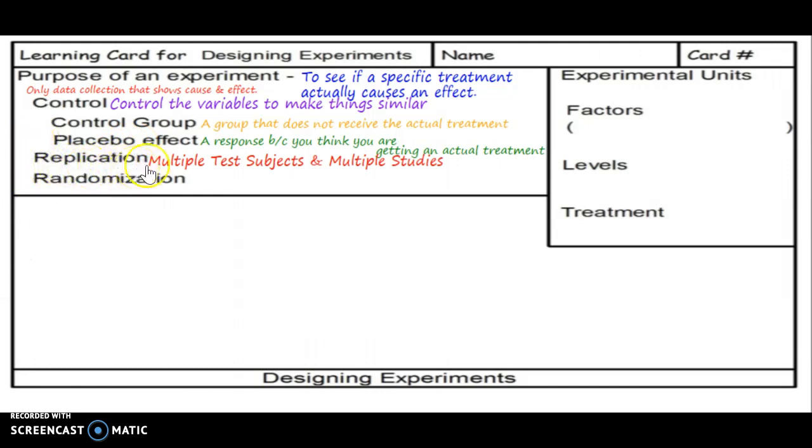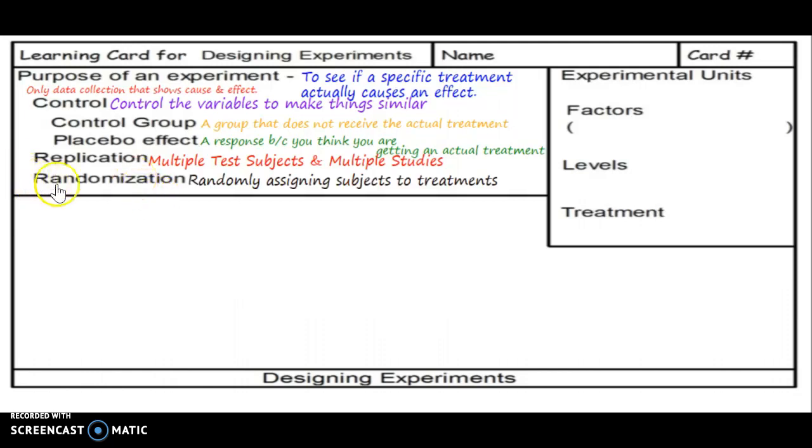Another characteristic of a well-designed experiment is replication. And what we mean by that is that you are going to replicate on multiple test subjects. Can you get the same results, the same replication for multiple test subjects? And does that occur over multiple studies? Just doing an experiment on one test subject is not good. And just doing an experiment one time is not good enough either. If you can replicate the results of an experiment over multiple test subjects and multiple studies, then that is a good thing. So we want to work replication into designing our experiments.